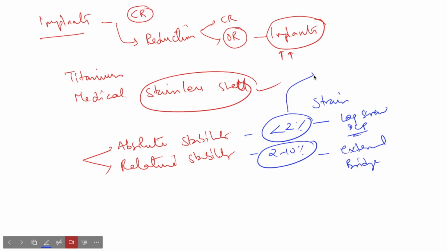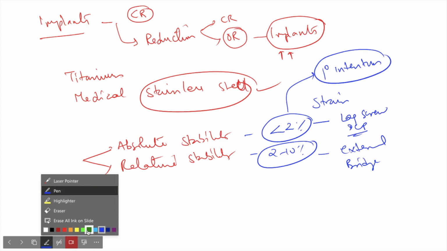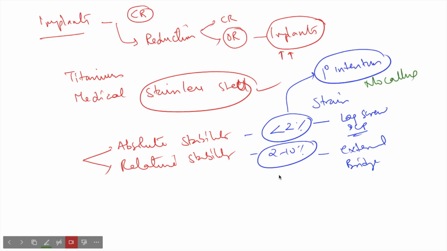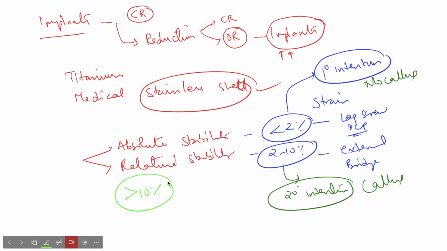In absolute stability, the fracture heals via primary intention, with no callus. Whereas in relative stability, it heals via secondary intention, forming a lot of callus. Now what happens if the strain is more than 10%? Then it forms fibrous tissue and goes into non-union. This is something you have to remember for any kind of implant. The more stable the implant is, the less callus formation happens, and it heals by primary intention. The more the strain, that is the more relative stability you get, the higher the callus formed, and healing occurs via secondary intention.